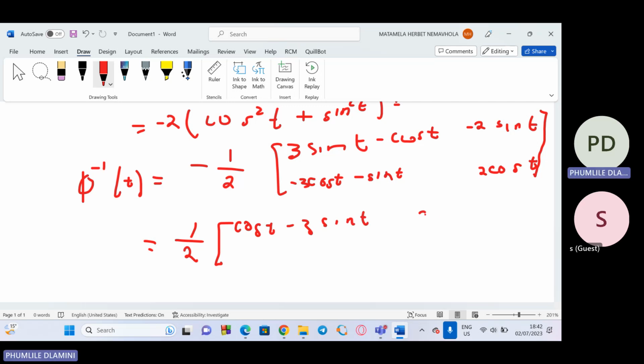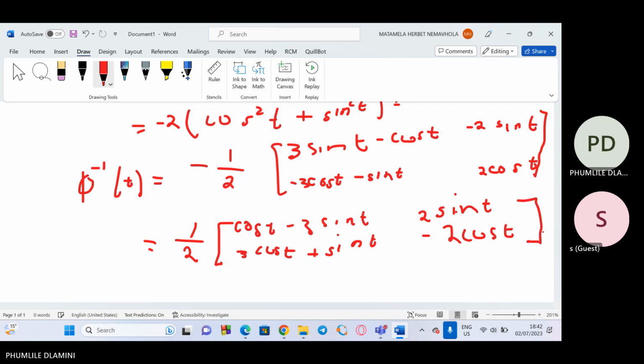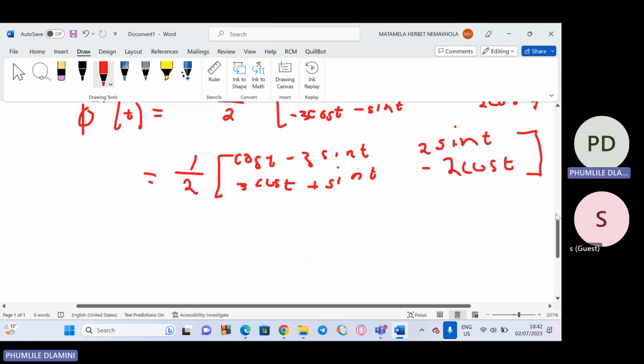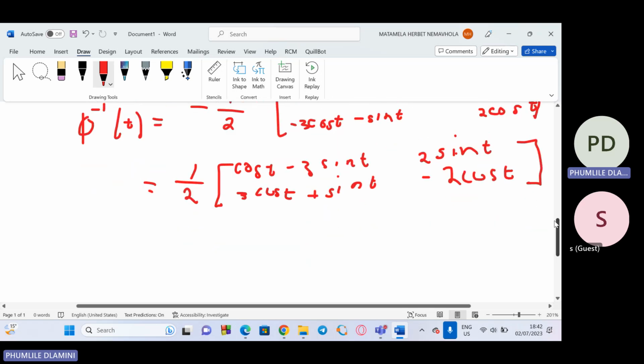And if you multiply this one by negative, it's going to be 2 cos t sin t. Then we multiply this by negative, it's going to be 3 cos t plus sin t, then negative 2 cos t. So we just wrote this is the inverse, remember? Now we have found the inverse.